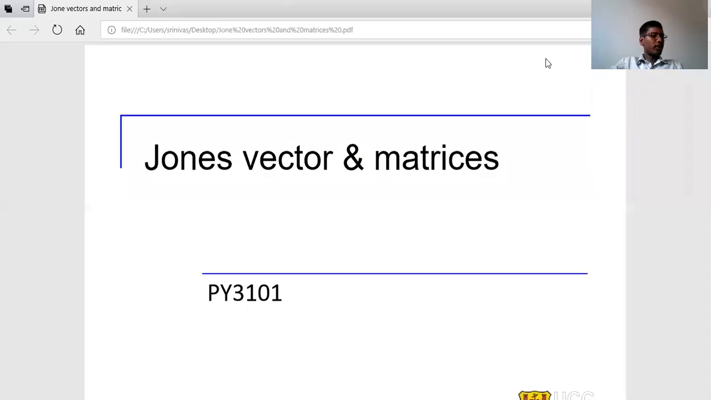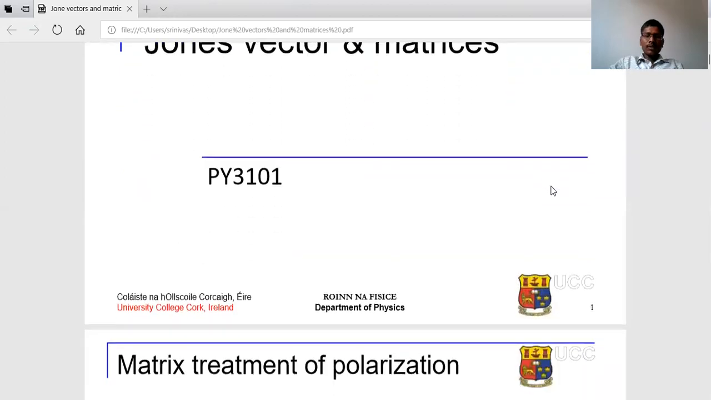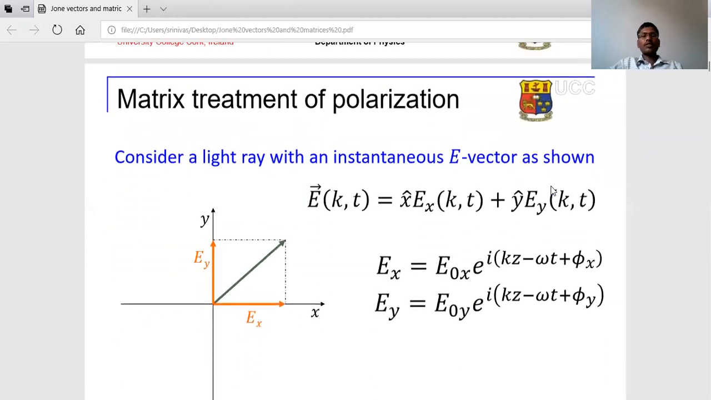Hello everyone, here I am going to discuss the polarization state of the medium in terms of matrix representation, that is given by Jones. That's why we call it Jones calculus. He wrote it in terms of vectors and matrices. That is the matrix treatment of polarization.